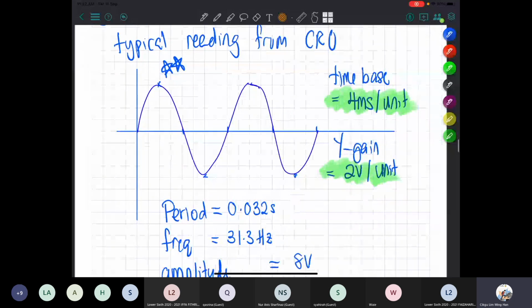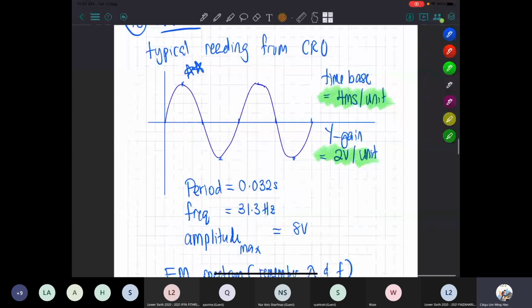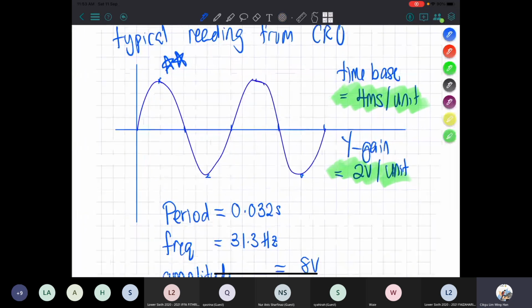And then for wave, we also have a lot to cover. Let me just emphasize on this one. This wave CRO, I put a star there. That means it is coming out, it is a bonus. Now, for example, let's say you have a time base set to 4 millisecond per unit, Y gain 2 volt per unit. So what does per unit mean? Per unit means every one box. If it's 4 millisecond per unit, it means for this one box, it will take 4 millisecond. So if I want to find out the period, the period will be this one.